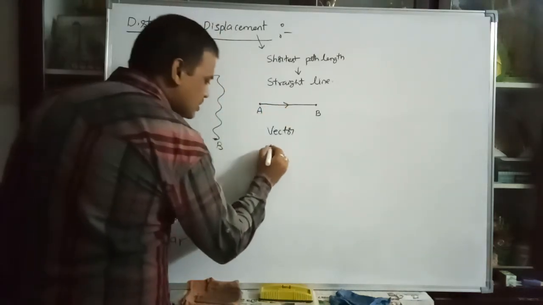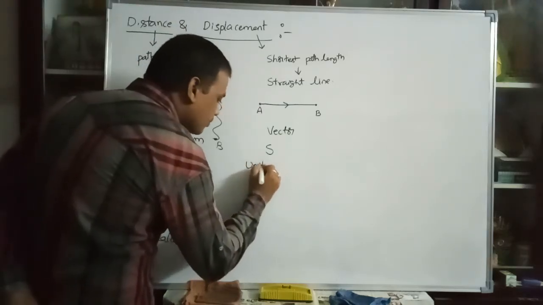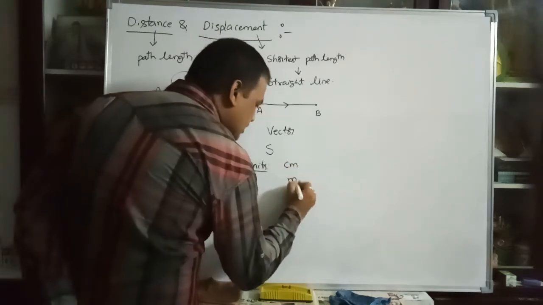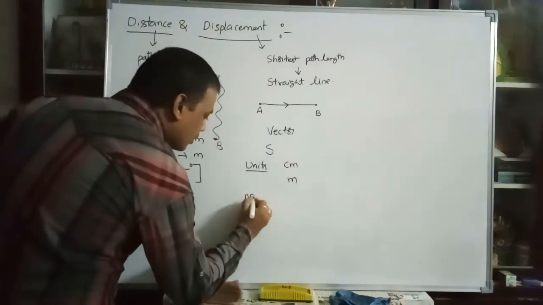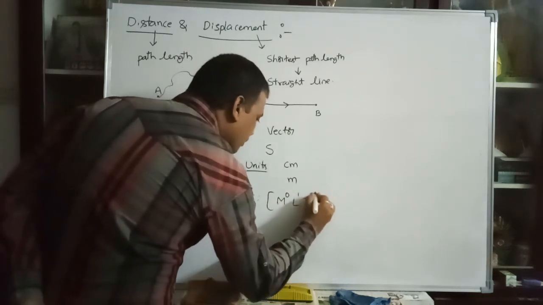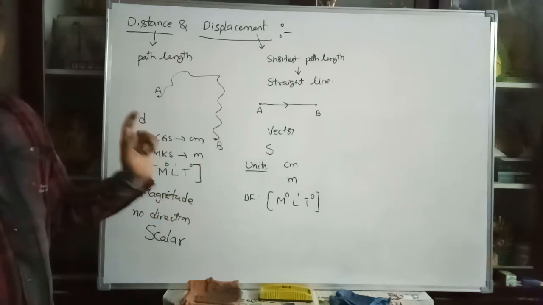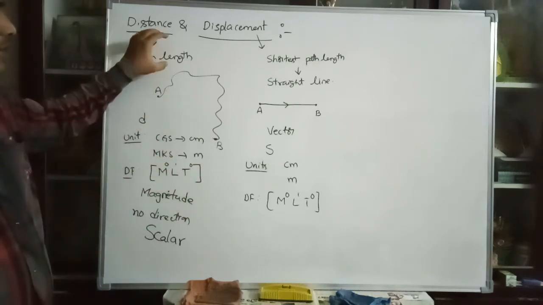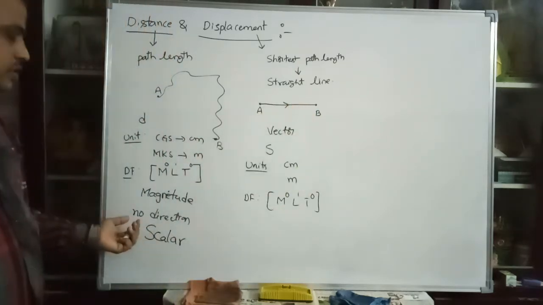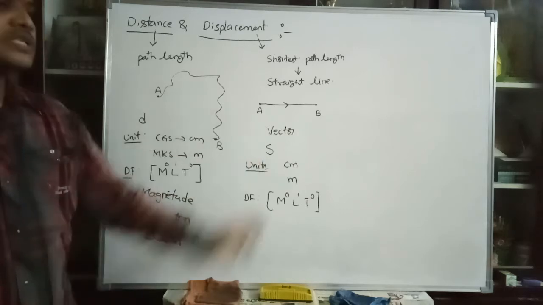Here it is represented by the capital letter S. Here also we measure length. The unit is the centimeter in the CGS system and the meter in the MKS system. And for the dimensional formula, only length exists, so M power 0, L power 1, T power 0. Units are not changed and the dimensional formula is not changed. The only change is the path length. That path length must be a straight path, and that is called displacement. Here, in distance, there is no direction; here, in displacement, direction exists. So one is a scalar quantity, the other is a vector quantity.